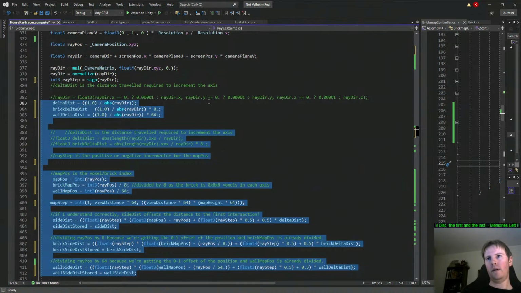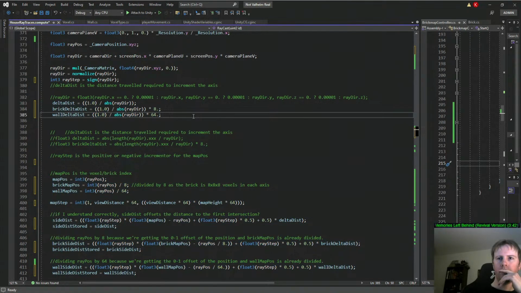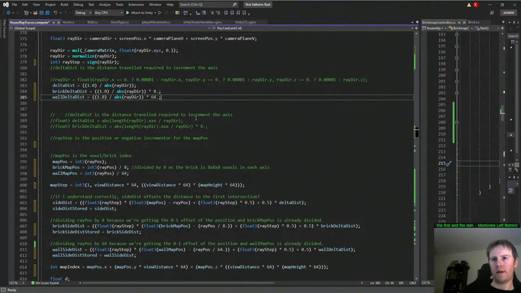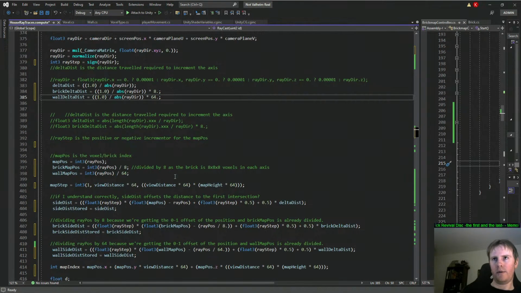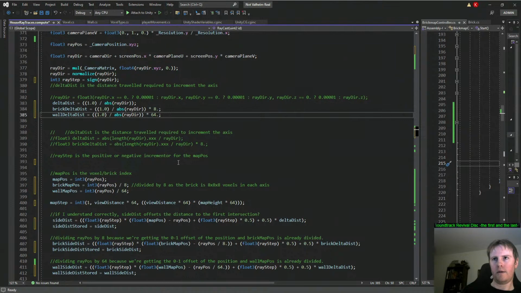So then if we nab this, the delta dist does not need to be recalculated. Ray position does need to be recalculated.